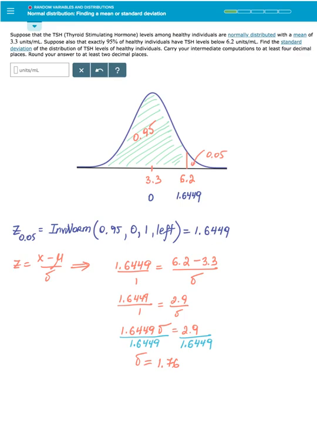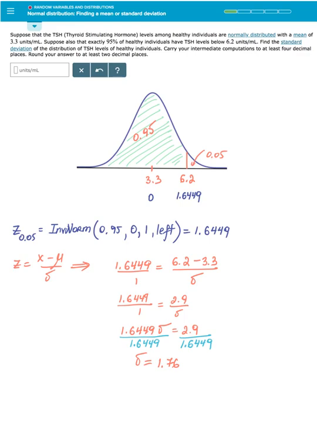Now I go back to the equation that connects z and x values. Z is equal to x minus mu over sigma. I know z, I found it to be 1.6449. I know x is 6.2. Subtract that with mu of 3.3 and divide by sigma, which we don't know yet, but that is what we want to solve for. So first of all, I subtract 6.2 and 3.3 and I get 2.9.